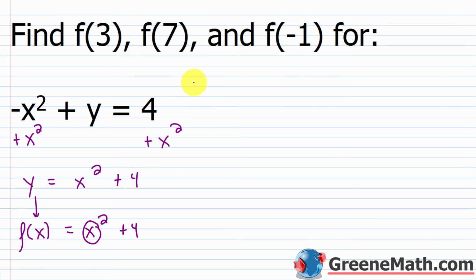If I want f of 7, plug a 7 in for x. So I'd have 7 squared plus 4. 7 squared is 49. 49 plus 4 is 53. So f of 7 would be 53.